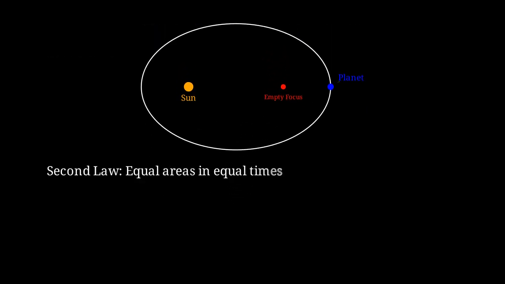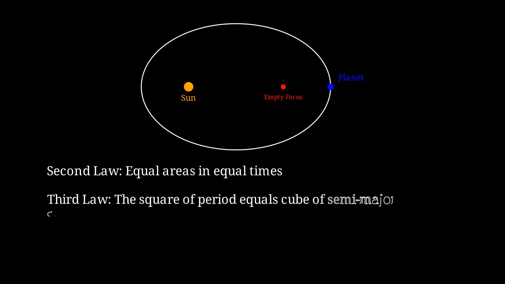Kepler's second law states that a line connecting the planet to the Sun sweeps out equal areas in equal time intervals. This means planets move faster when closer to the Sun and slower when farther away. Kepler's third law relates the orbital period to the size of the orbit. Specifically, the square of the orbital period is proportional to the cube of the semi-major axis.